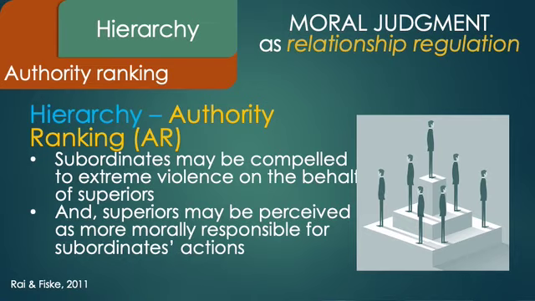So, with authority and hierarchy determining right or wrong, there are some moral consequences. Another feature of the moral motive hierarchy in authority ranking contexts is that subordinates might be compelled to extreme violence on behalf of superiors to whom they feel obligated. And in turn, superiors might be perceived as more morally responsible for the subordinates' actions. So it has an element of this mutually constrained sense of responsibility.